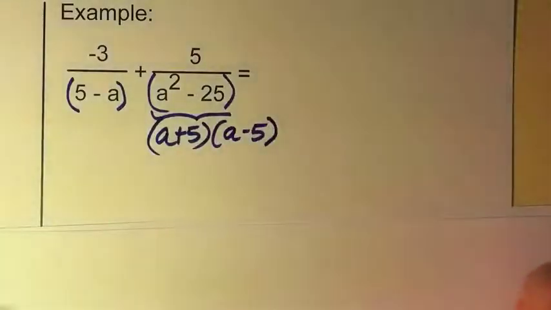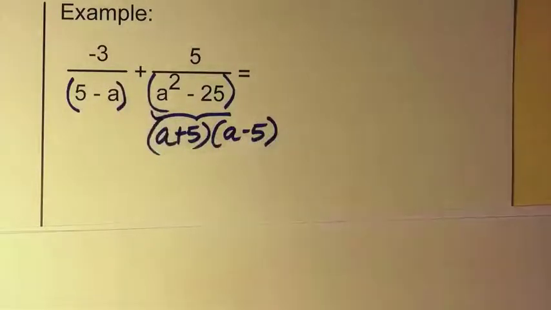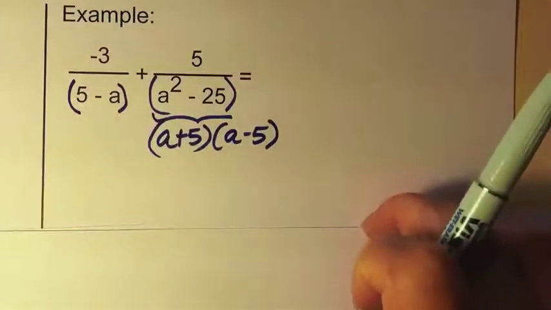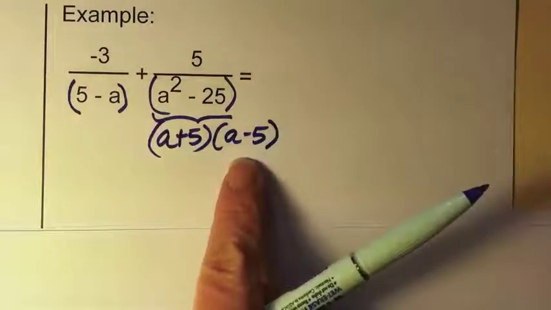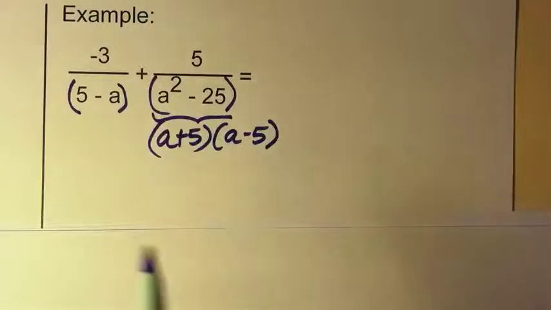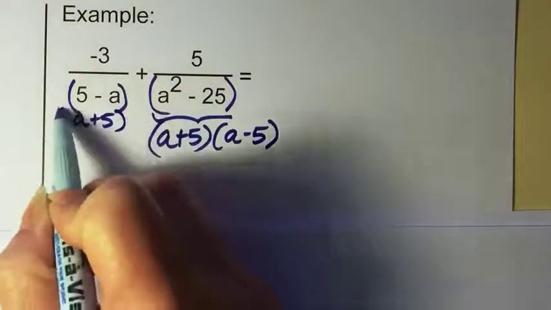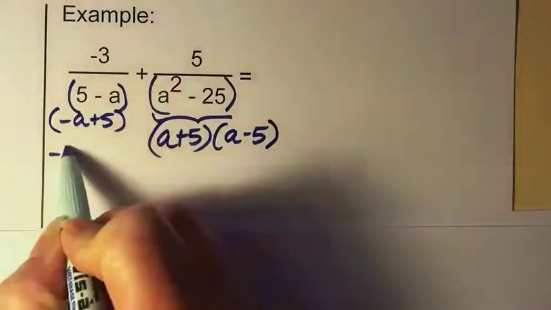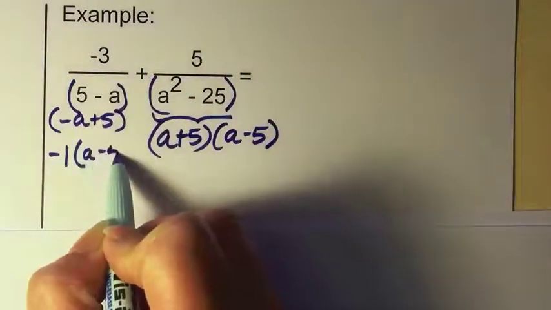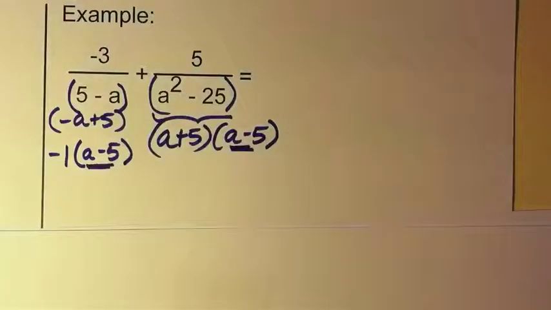Now, if I take a look at this, you'll notice that this 5 minus a is very close to this a minus 5, so what we're going to do is create a binomial that looks like that. So remember what we did in previous videos. We could factor out a negative 1. So first thing, I'm going to use my commutative property and switch this. Next, I'm going to factor out a negative 1, so this becomes a minus 5. Now I have an a minus 5 here and a minus 5 here, okay?